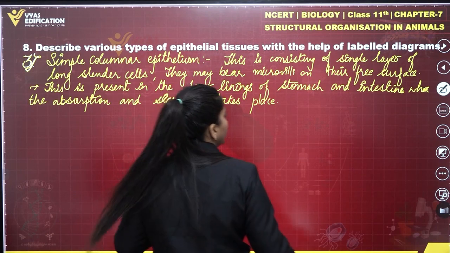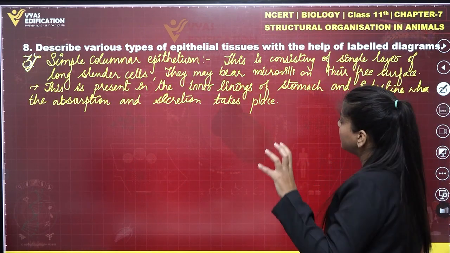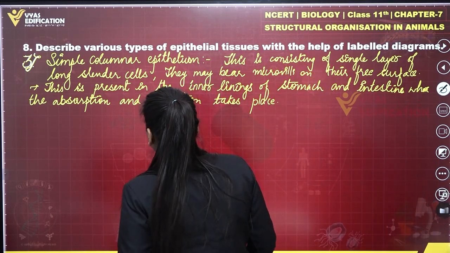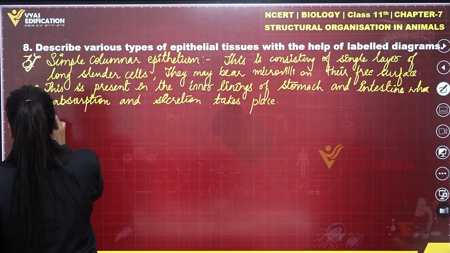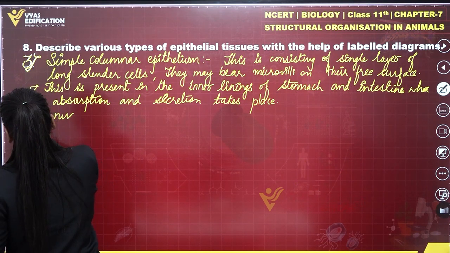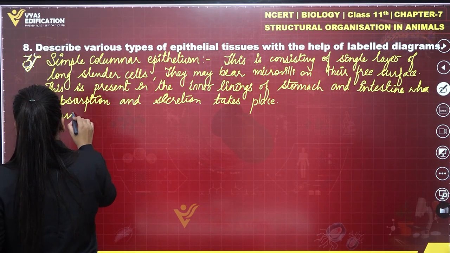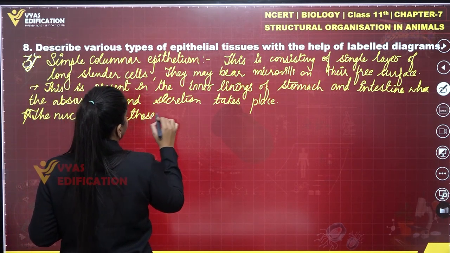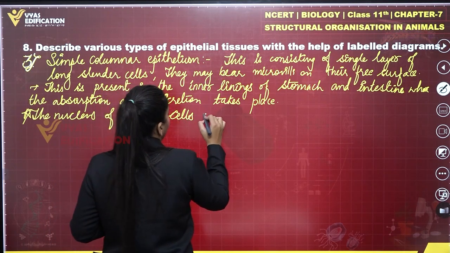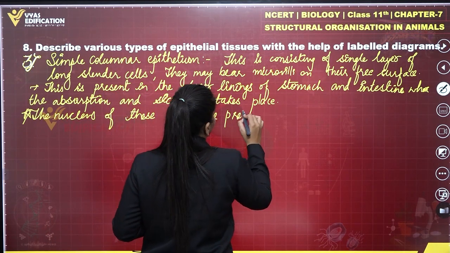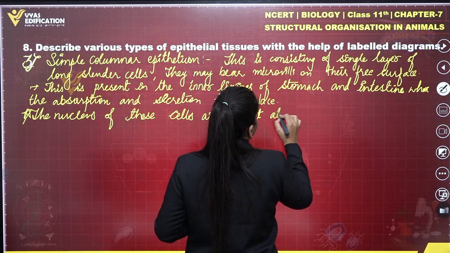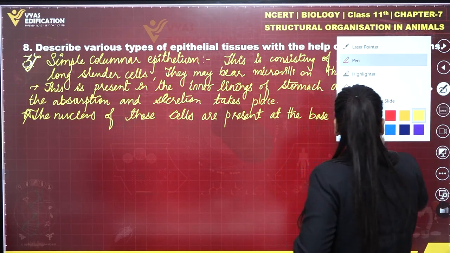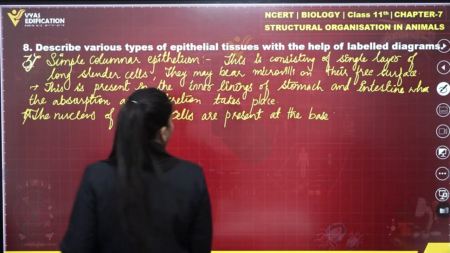Also, the important thing about this is the nucleus of these cells are present at the base of the cells. So the nucleus, we'll star mark it, the nucleus of these cells are present at the base. Now let's make a diagram to show this simple columnar epithelium.